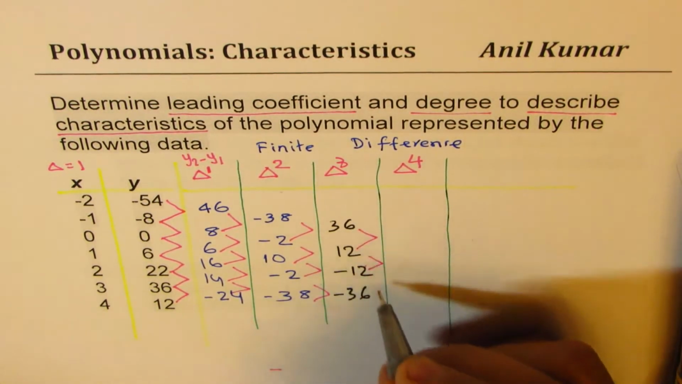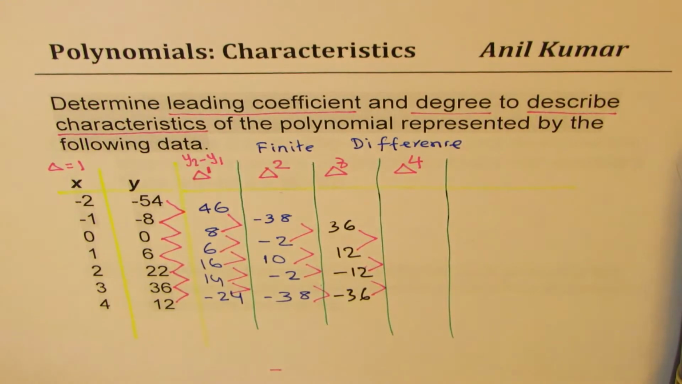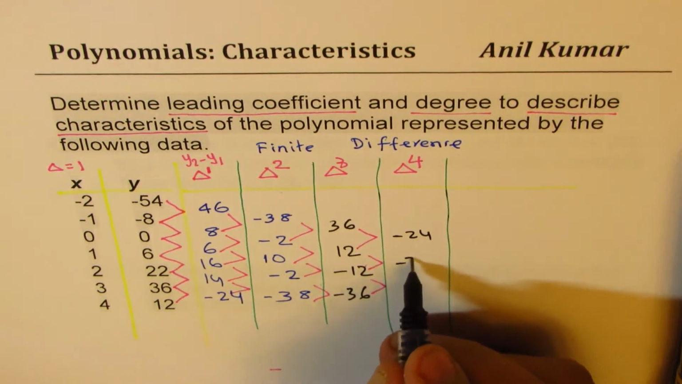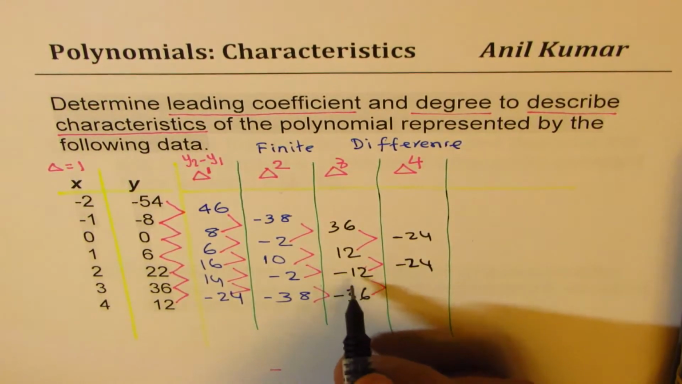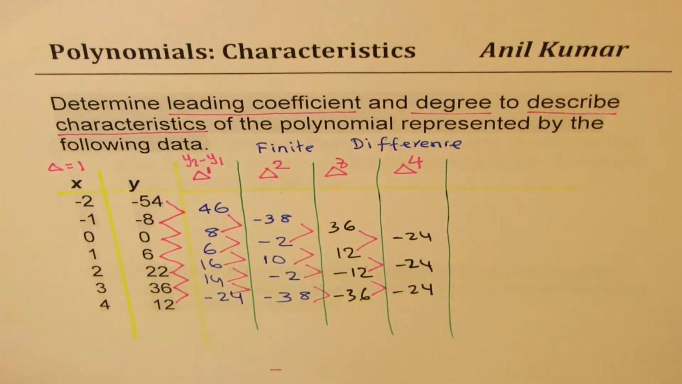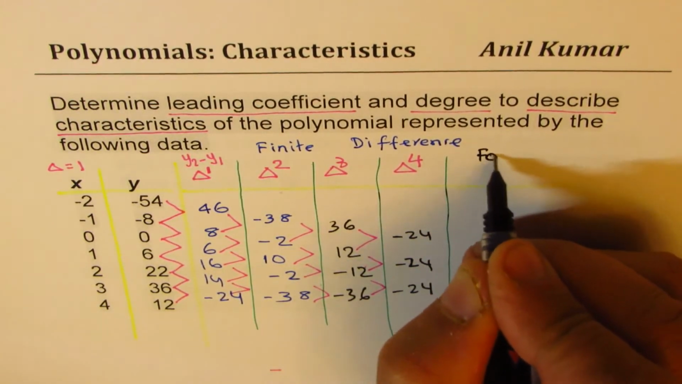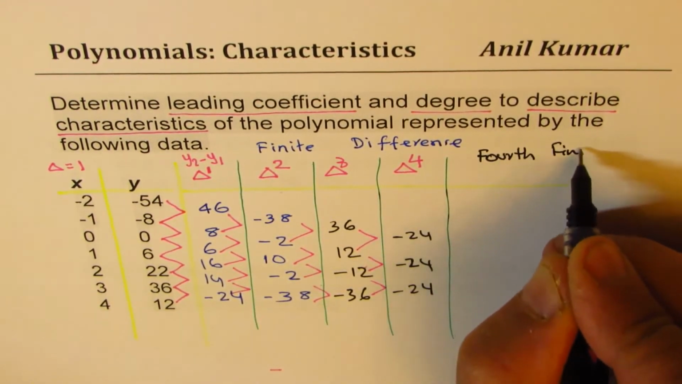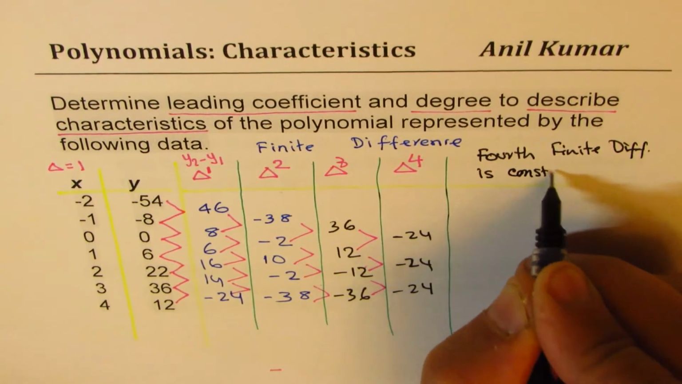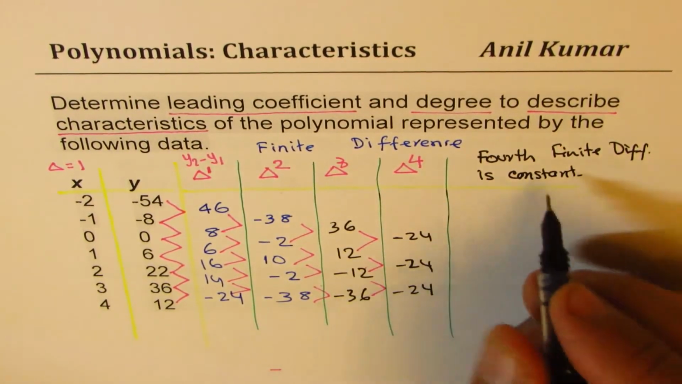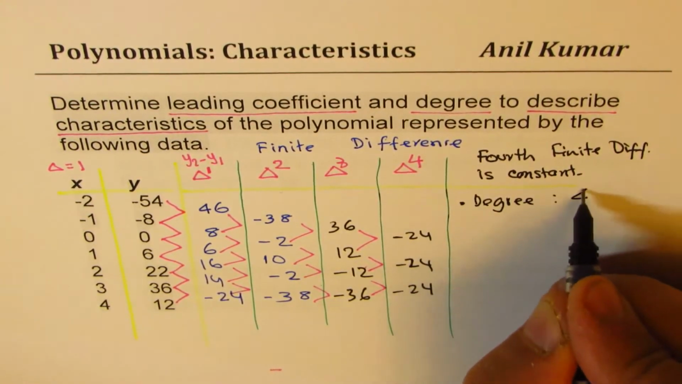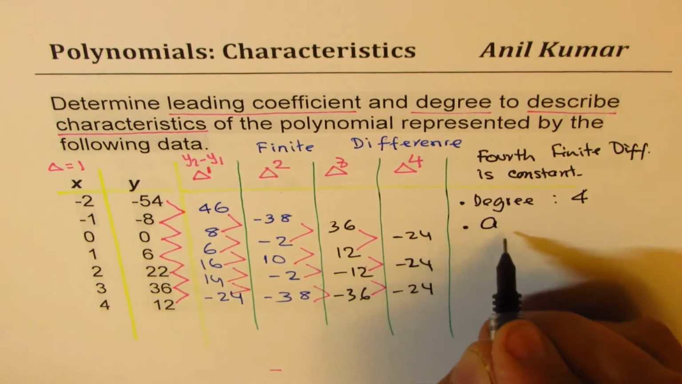We'll do 12 minus 36, this minus this, and that minus that. 12 minus 36 is minus 24. Minus 24 minus 12 is also minus 24. Minus 36 minus minus 12 is also minus 24. So what do you notice? What we find here is that the fourth finite difference is constant. What does that mean? It means two things. One, the degree is 4. Second, what is the leading coefficient?